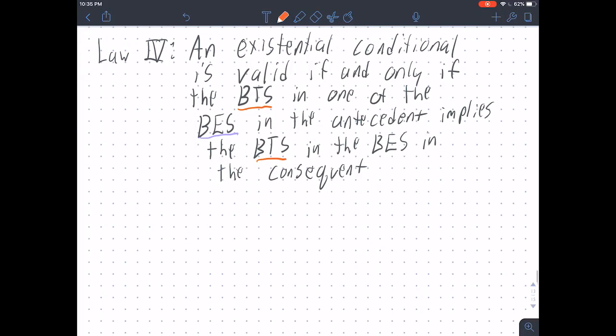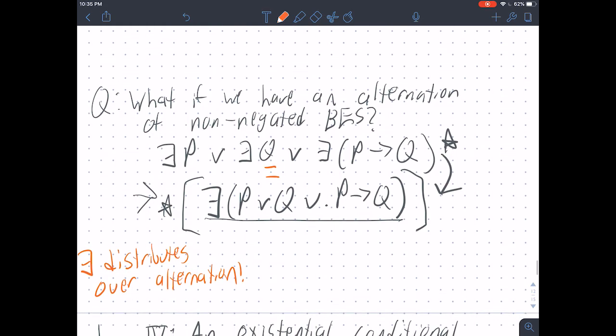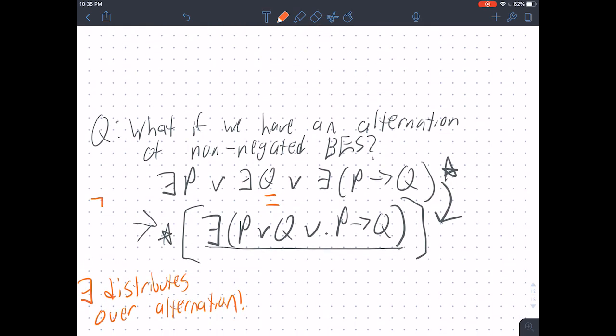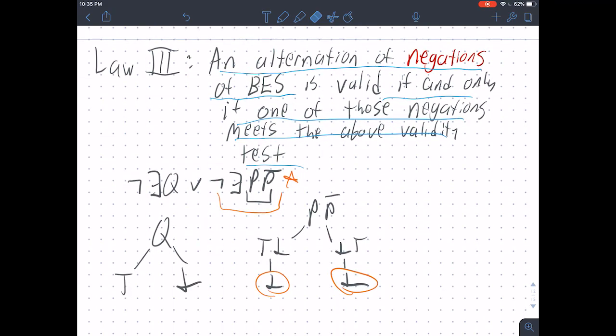Anyway. Okay. Again, keep that in mind, this distributivity law where we factor out the E, because that's something you'll have to do to apply this method. And remember, it doesn't apply to negated. We can't factor out a negated backwards E. So we can't factor that out or distribute that. And that's why we need this law for alternations of negations, right?